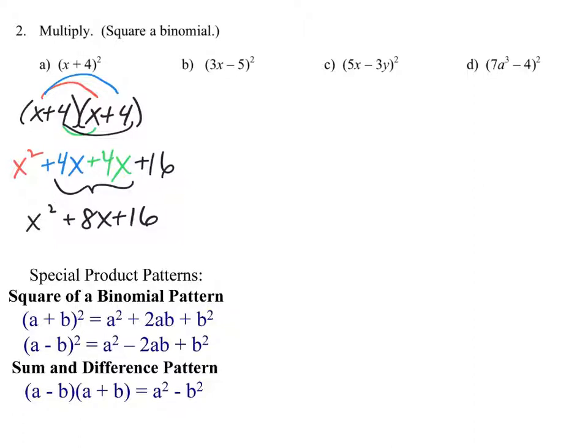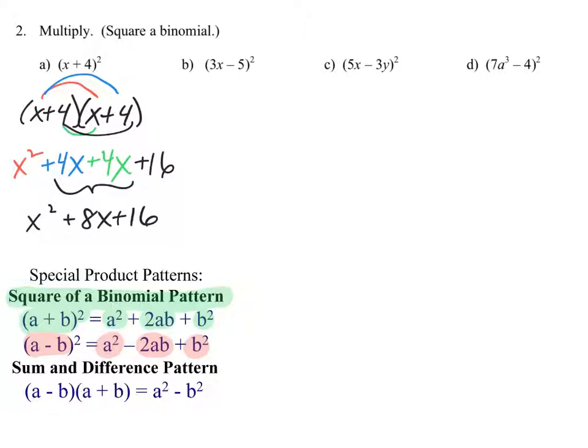So here we have a special product pattern. What we just did was a square of a binomial pattern. We had a quantity, two variables added together, raised to the second power, and that's always going to follow this pattern of the first term squared, plus twice the product, and then square the last term. You can do the same thing if it's a minus b, two quantities squared. It's always the first term squared, twice the product, square the last term.